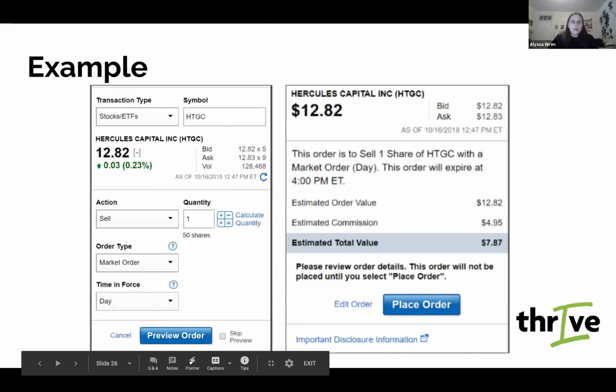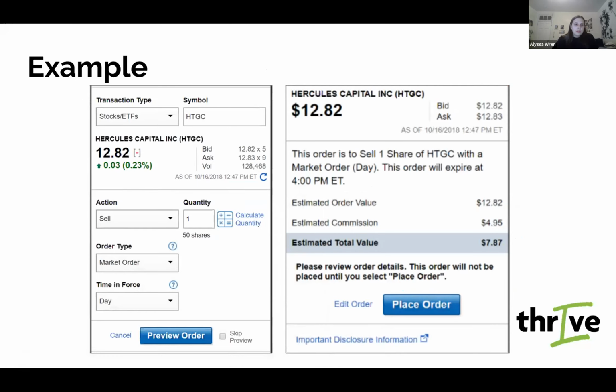So here's just an example of what a market order looks like. This is for Hercules Capital stock that's currently trading at $12.82 in this example. That's not the current stock price, I don't think. But in this case, the person's selling shares that they already own. It's just a normal market order, as it says right there. It's not a limit or a stop order, so it will be executed immediately. And the time enforced is day. So if for some reason the broker wasn't able to fill it by the end of the day, it would be canceled, but there's no reason that they wouldn't be able to.